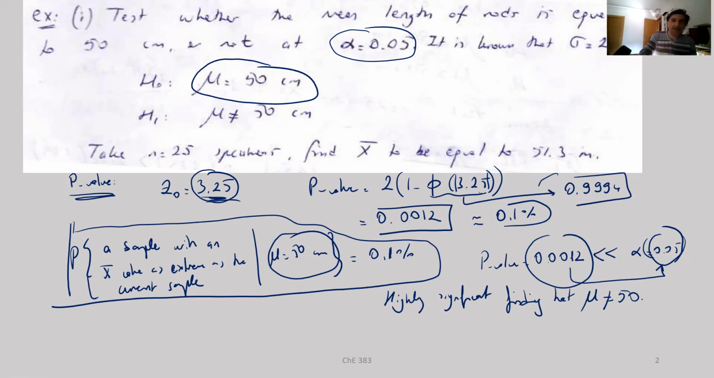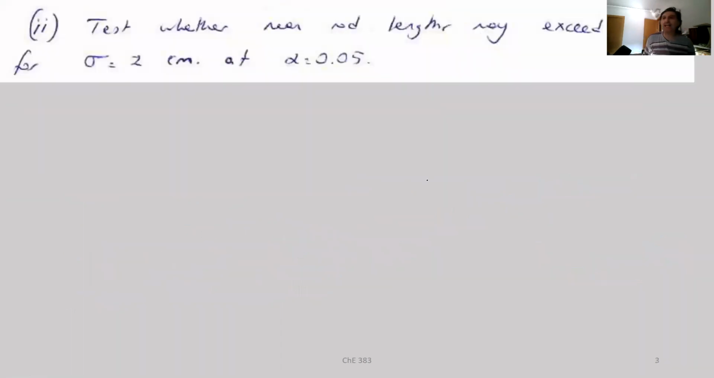All right. Now I'm going to talk about an extension of the same question. And this, as I said, is a long question. Test whether the mean road length may exceed 50 centimeters, again given the same population standard deviation, and again at the 0.05 significance level. Here you probably cannot see it, but it says mu is going to exceed, the mean road length will exceed 50 centimeters.